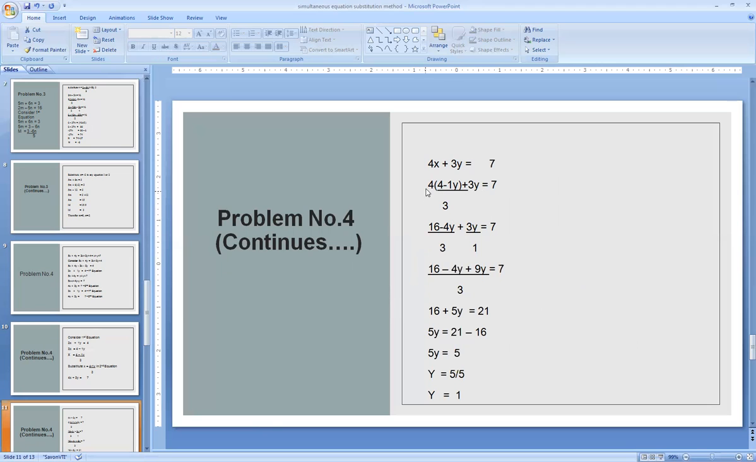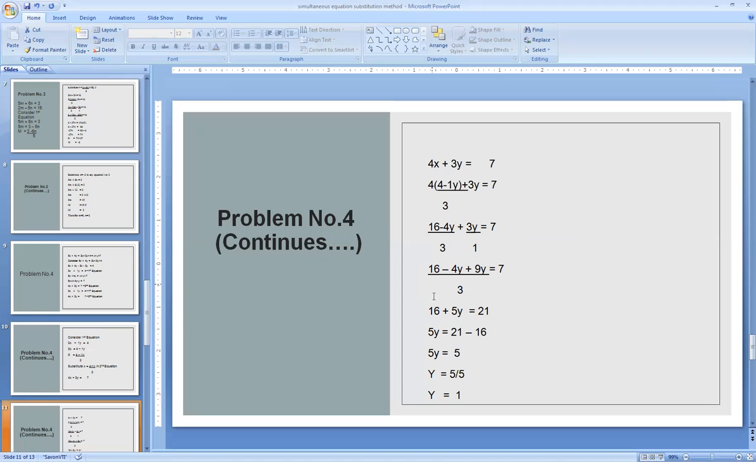Now remove the brackets. 4 into 4 is 16. Plus into minus is minus. 4 ones are 4y divided by 3 plus 3y equals 7. Here also one fraction is there and one number, we can't add them like that, so we'll have to take the LCM, then go for addition of the values. 3 and 1, the LCM is 3. 3 ones are 3, 1 into 16 minus 4y is nothing but 16 minus 4y. In between it is plus, 1 3s are 3, 3 into 3y is 9y equals 7.